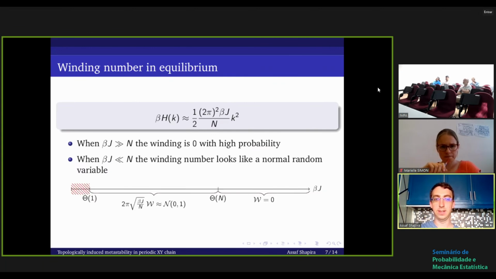Let's see this on this graph. Below order 1, when beta J is smaller than order 1, we said that the model was trivial, and we don't look at this regime. Between order 1 and order n, the winding number looks like a normal random variable with the variance given by this expression, 2 pi squared beta J over n. And when beta J is above order n, the winding number is 0 with very high probability.